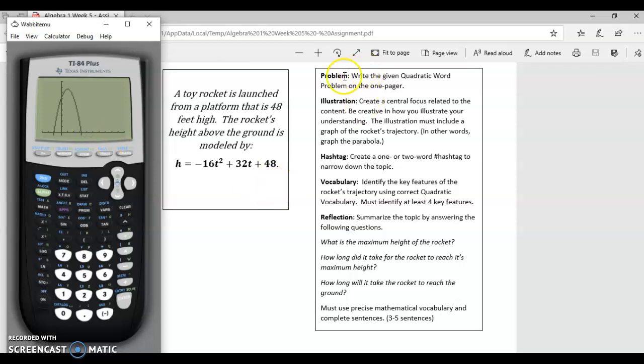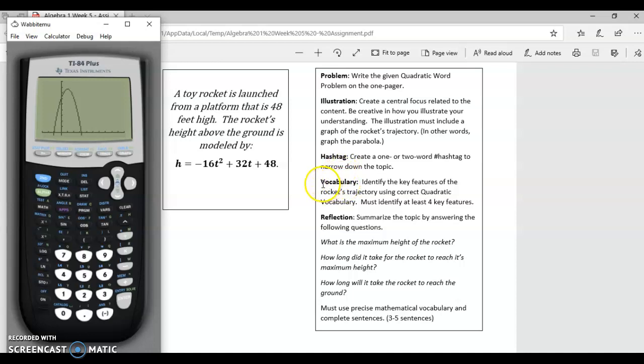So now, what the assignment this week calls for is that you have the problem given to you written somewhere on your one-pager. You're going to draw me a picture. The nicer it looks, the better. You're going to create a hashtag to narrow the topic down, right? And you can be as creative with that hashtag as you want.